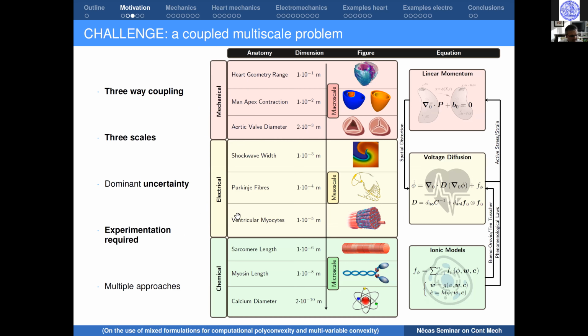The second one is the electrical physics, namely the possibility of having a voltage diffusion throughout the tissue of the heart, which can be represented by this diffusion type equation, which, as you can see, depends not only on this diffusion tensor, but also on these source terms, which stem from the ionic modeling that is the third element of this puzzle. The third element is the chemical physics, the chemical part.